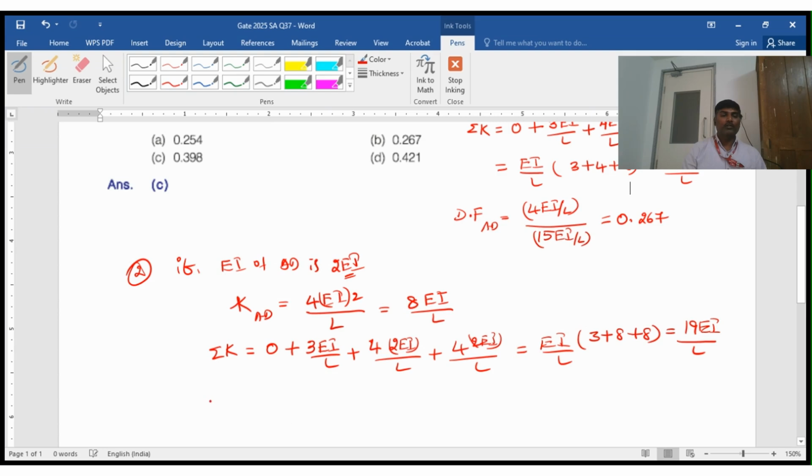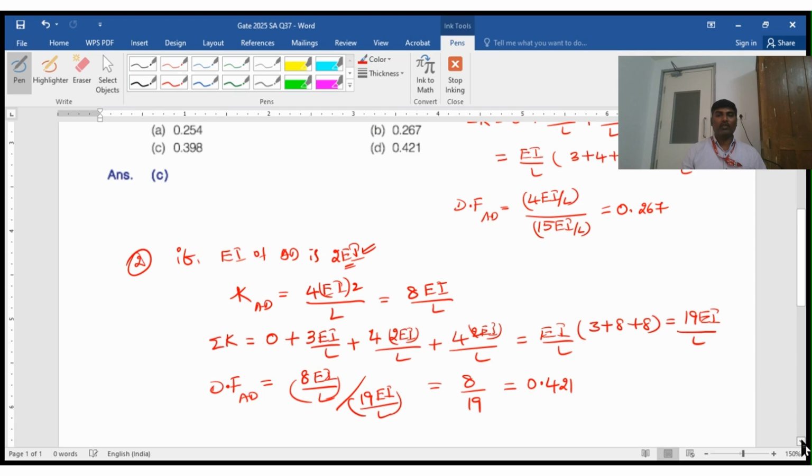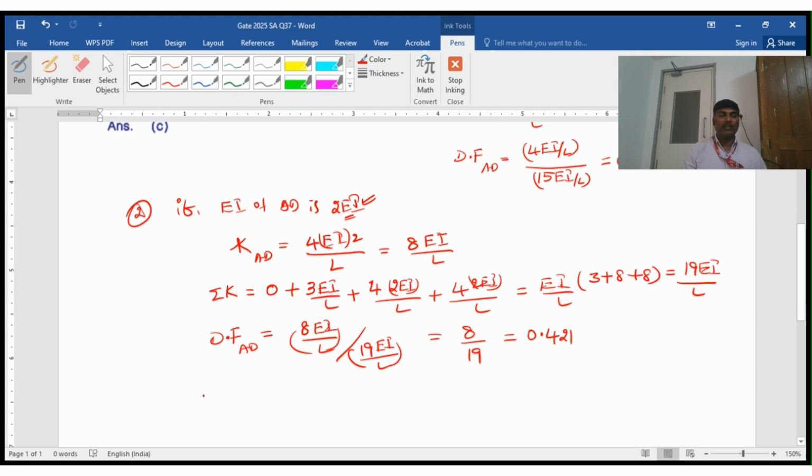So now the distribution factor of member AD, assumed as a member with flexural rigidity 2 EI, where K is 8 EI by L divided by sigma K, the total stiffness of the joint. Put together it is 8 by 19, so the value is 0.421.